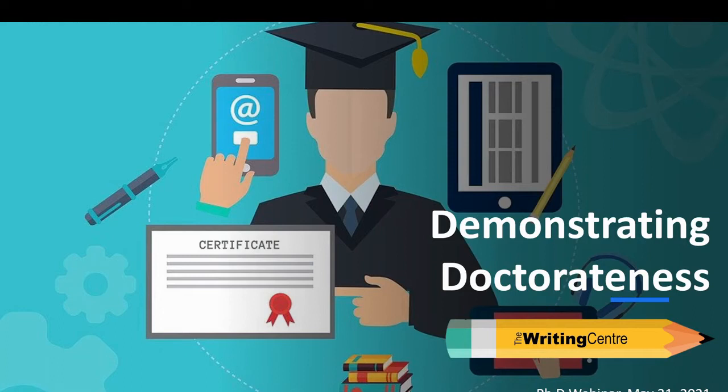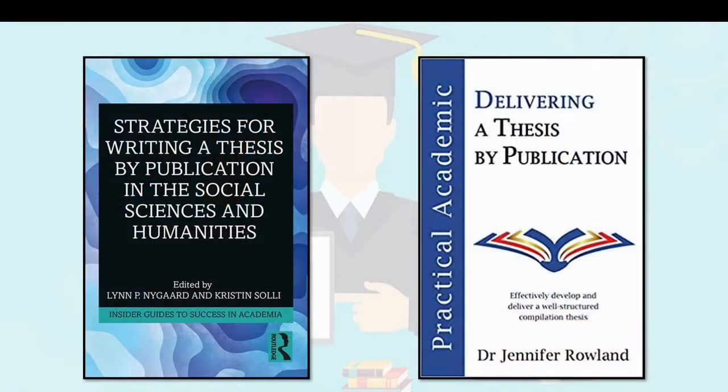In this webinar lecture, we're going to be exploring how you can use your Kappe to demonstrate doctorateness. This webinar is primarily informed by the book Strategies for Writing a Thesis by Publication and has been adapted to be applied to both the social and natural sciences. But for those of you who want more specifics for your specific discipline, if you come from the natural sciences, Jennifer Rowland's book focuses on article-based theses predominantly around these STEM fields, whereas if you are from the social sciences or humanities, I would recommend Lynn and Kristen's book.